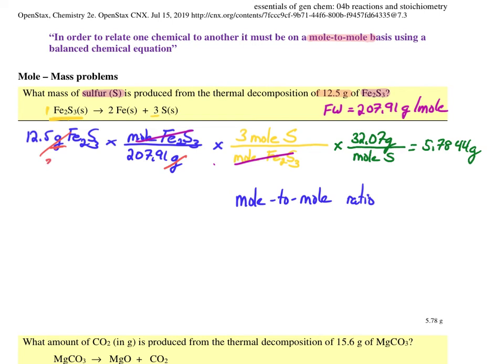Our initial number here has 3 sig figs. This has 5. This is exact, which is essentially an infinite number of sig figs. It's not going to affect our answer, and 4 sig figs. So the one with the least number of sig figs is 3. So we want 3 sig figs in our answer, and that means that we have 5.78 grams as our final answer.